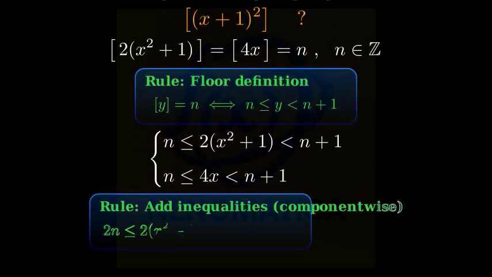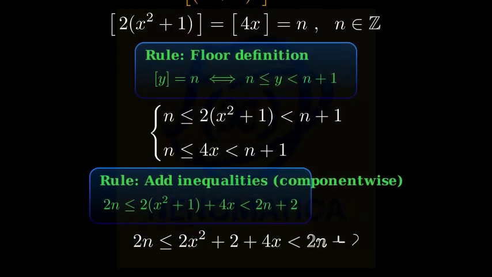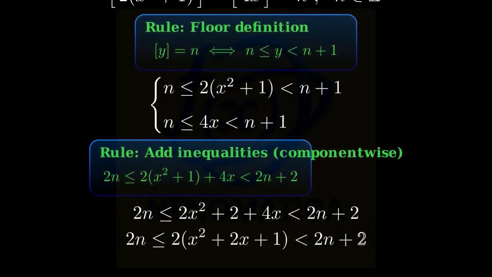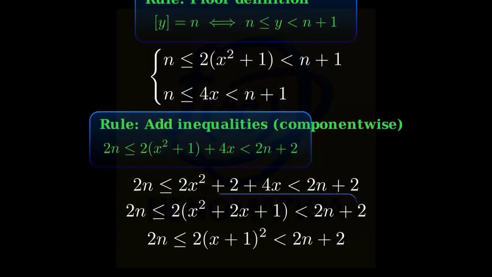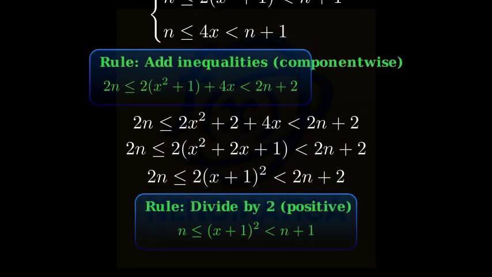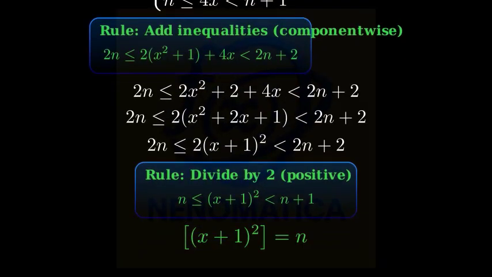Now add the left sides, the middles, and the right sides of the two inequalities. This yields 2n is less than or equal to 2 times (x squared plus 1) plus 4x, and strictly less than 2n plus 2. Distribute, and then complete the square inside the middle expression. Divide the entire double inequality by 2. We obtain n is less than or equal to (x plus 1) squared and strictly less than n plus 1. By the floor definition again, this means the floor of (x plus 1) squared equals n.